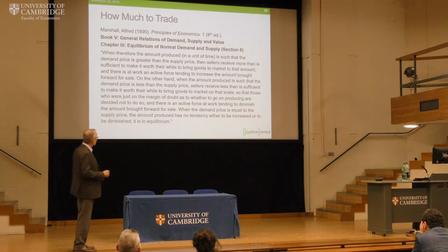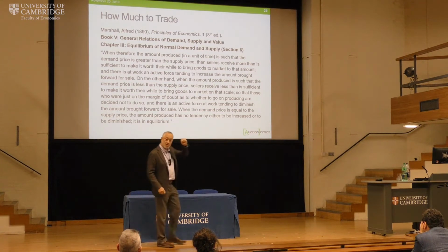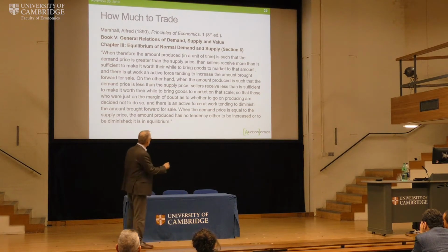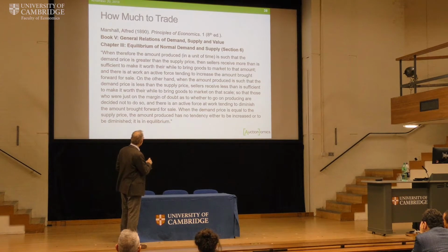And he wrote the following: when, therefore, the amount produced in a unit of time is such that the demand price is greater than the supply price. So what does that mean? So you have a supply curve and you have a demand curve, and you have a quantity. And for that quantity, whatever quantity you specified, you pick out the price on the supply curve, and you pick out the price on the demand curve. He says if we're producing a certain quantity, and if the demand price is greater than the supply price, then the sellers receive more than is sufficient to make it worth their while to bring goods to market to that amount. And there's an active force at work tending to increase the amount brought forward for sale.